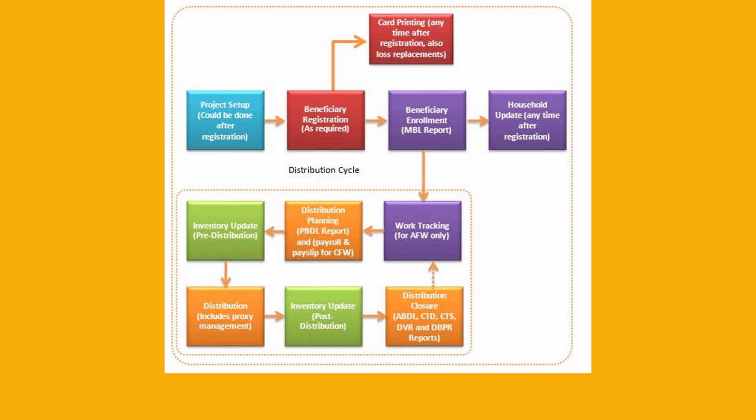The next step after this is making an inventory update, which is actually done after the distribution. Once this has happened, we close the distribution, and this is where the reporting happens. From there on, we go to work tracking. This is for aid for work only. And lastly, the distribution planning, which includes planned beneficiary distribution list reporting and payroll and also payslip cash for work.